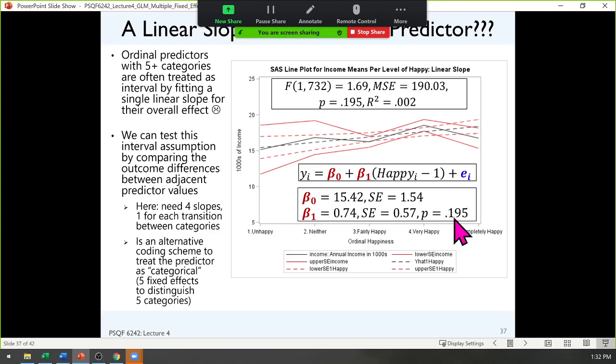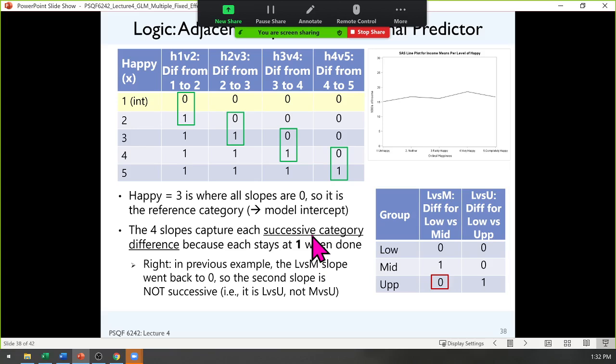So whether or not a single slope makes sense for a variable in which these are not numbers, but they are ordered, that's actually an empirical question. So I wanted to show you how to set up a model that fits a separate slope for each transition point between these categories, because then you can test whether or not those slopes could be constrained to be equal and not hurt the model. So this is yet another coding scheme.